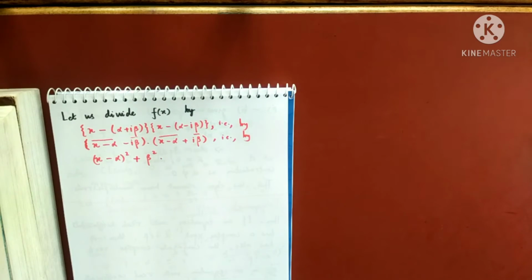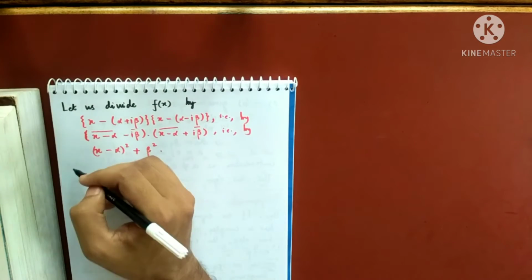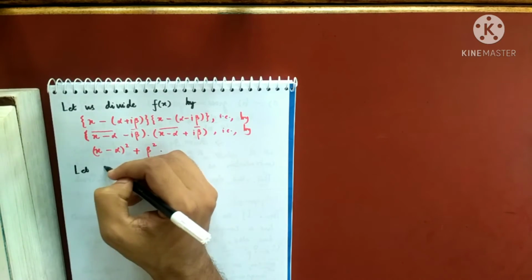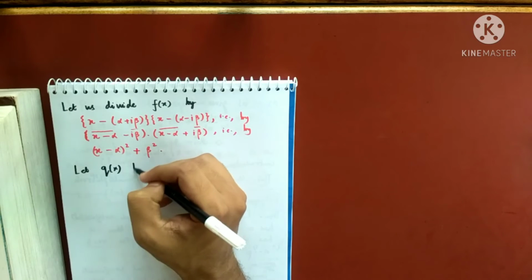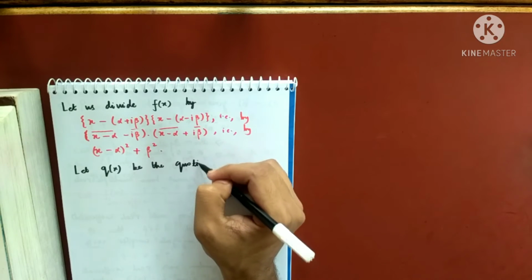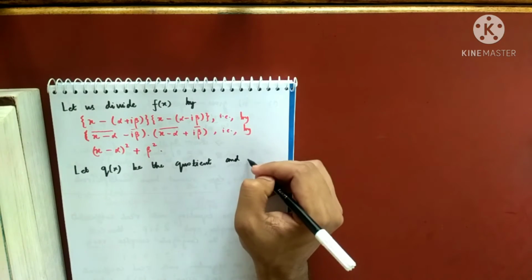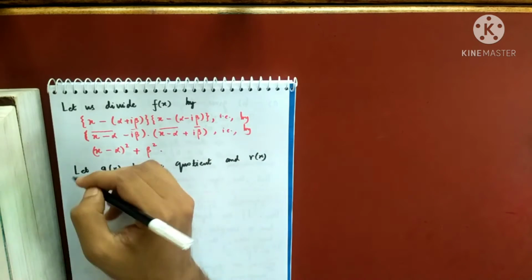Let's see what happens. When I divide, I'll get some quotient and remainder. Let q(x) be the quotient and r(x) be the remainder.